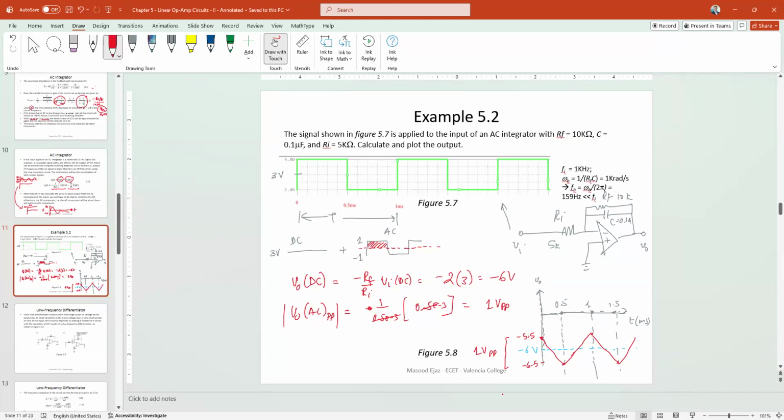So to understand the concept, of course, you're just calculating peak to peak value over here, but the negative sign basically is going to change the slope of the output with respect to the input. So this is going to be the output waveform of this AC integrator for the specs that are given and the signal that is given to the inverting AC integrator.